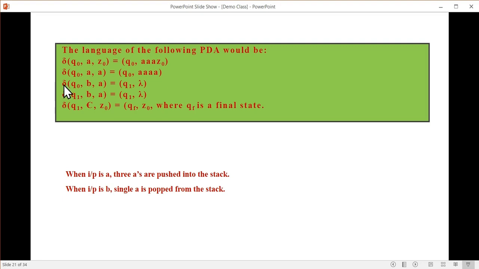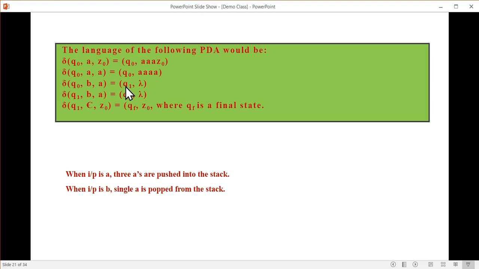The next transition is: the initial state is Q naught, the input is B and the top of the stack is A. Then the corresponding transition is Q1 comma lambda. Lambda here is empty, so Q1 comma empty. Now only in this third transition is the output state changed from Q0 to Q1. And here B is coming. When the input is B, then we have to pop the stack.